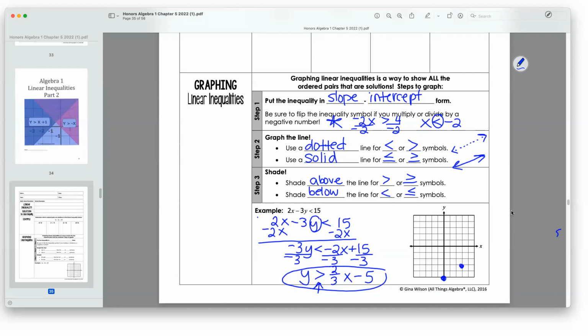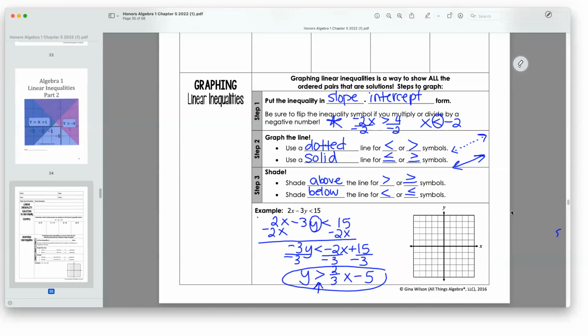Now, because this greater than symbol is not a greater than or equal to symbol, that means that our line will be dotted or dashed. You have two options. When you make your line, you can make it dashed like that, or you can just use dots. You can still use a ruler to make it perfect. You still should be using arrows to show it keeps going, but the line is not going to be colored in like we're used to doing.